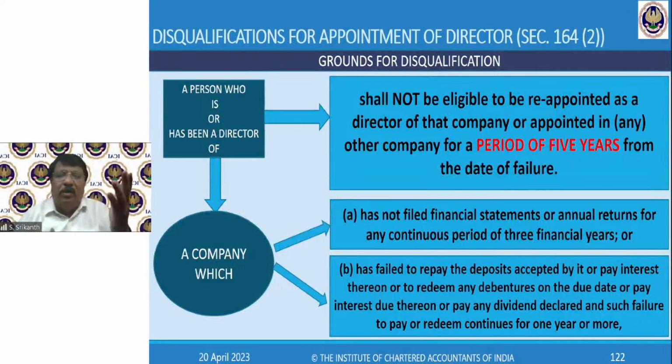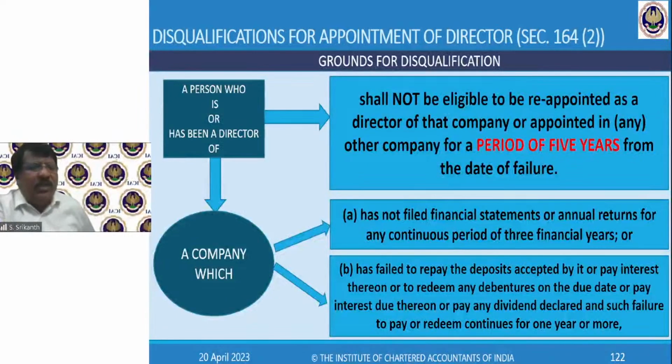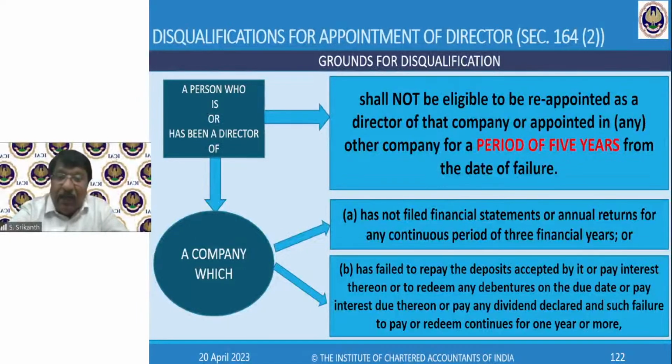You keep on doing it. See, the purpose of this section is to ensure that directors are interested in filing financial statements and annual returns. Because if that company does not file and he is a director there, he will become disqualified. So for that, at least they will insist, please file in all the companies where they are directors, right?